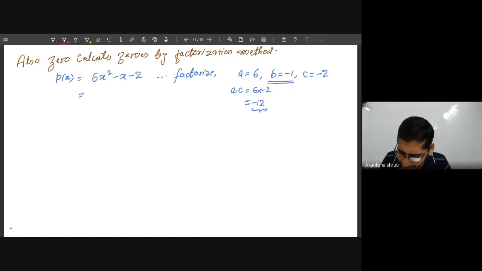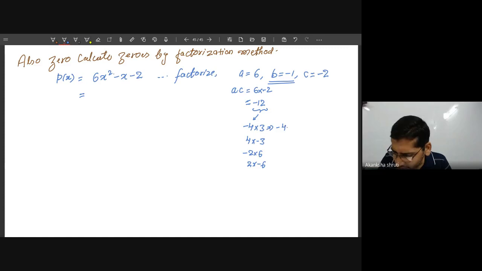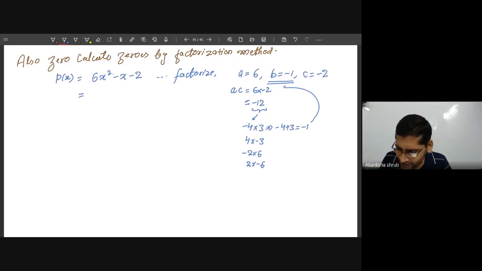If I take this minus 12, it can be written as minus 4 into 3. This can also be written as 4 into minus 3. It can also be written as minus 2 into 6 or 2 into minus 6. But which one of these factors is suitable? If we take minus 4 and plus 3, we get minus 1. Yes, it is matching. It is the same as this one, which means it is suitable for us.